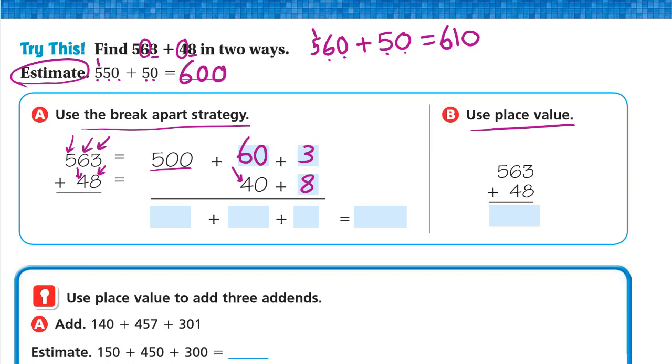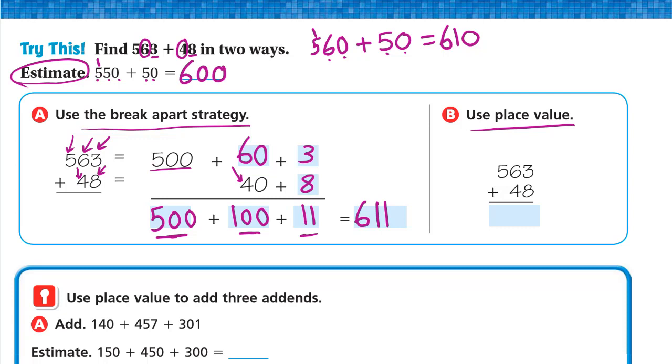Now let's add the ones. 3 plus 8, it's 11. And 60 plus 40, 0 plus 0, 0. 6 plus 4 is 10, so it's 100. And 500 plus nothing is 500. Let's add the 3 numbers. 500 plus 100 is 600, plus 11, it's 611. Now let's use the place value.